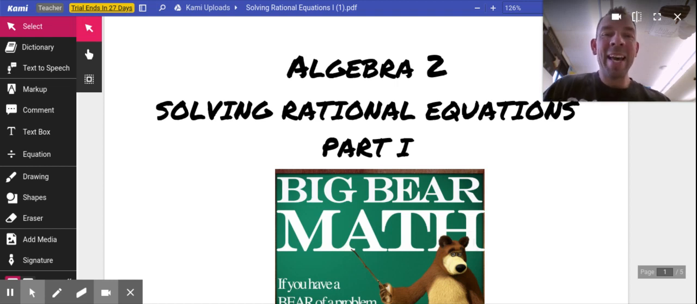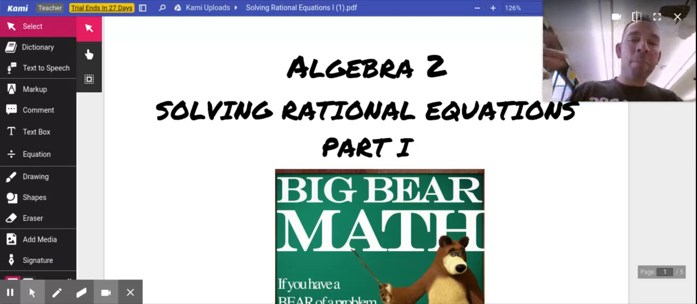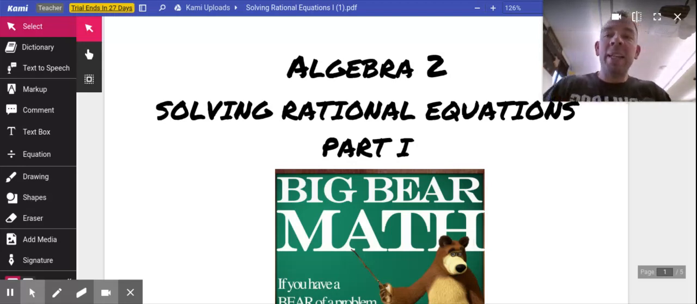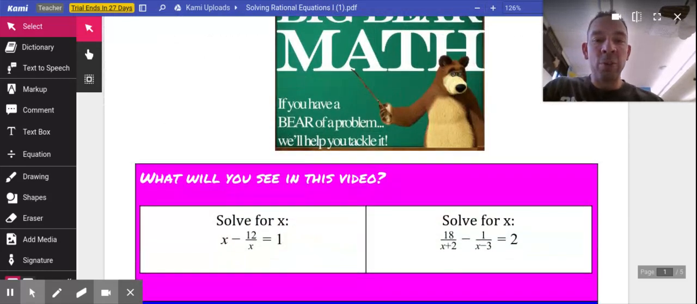Hey guys, we're going to tackle a really big bear today, and it's called Solving Rational Equations. This is going to be a 2-day lesson for us. Today we're going to focus on part one. A lot of the resulting equations will be factorable, and we'll get some really nice rational answers. In part two of this topic, we'll get some irrational answers as a result of the quadratic formula and things like that. So without further ado, let's see what we've got in store for us today.